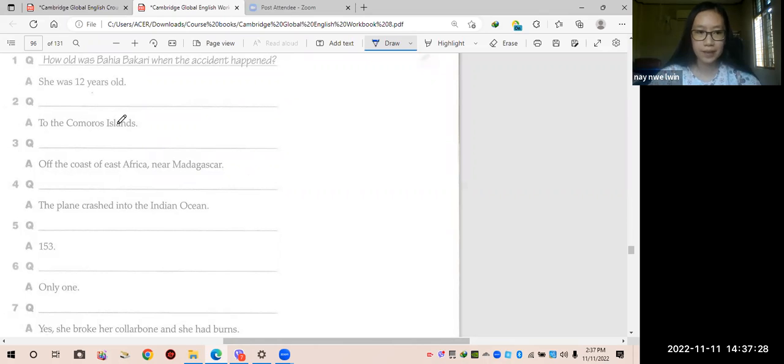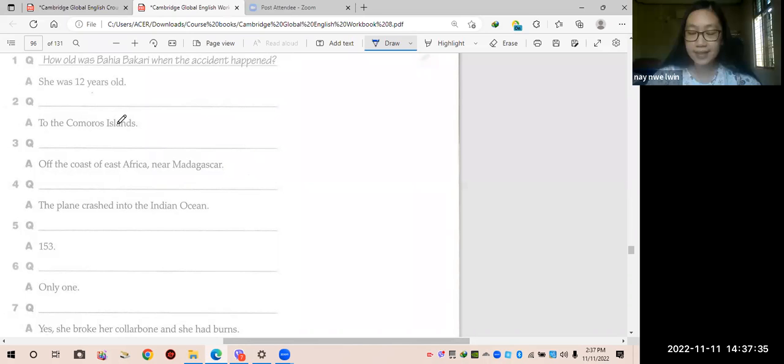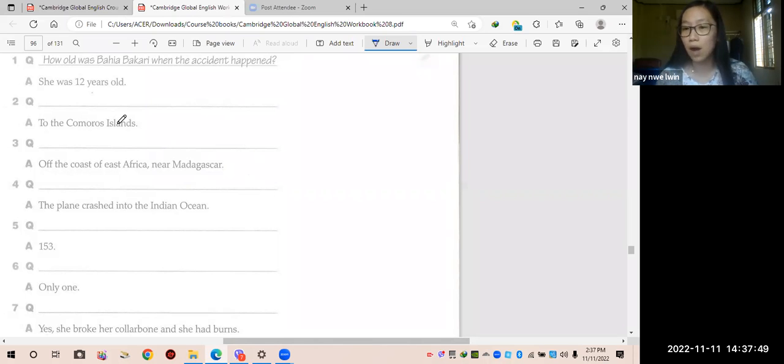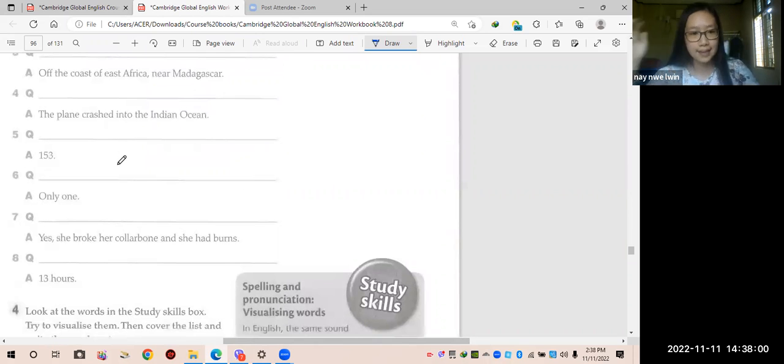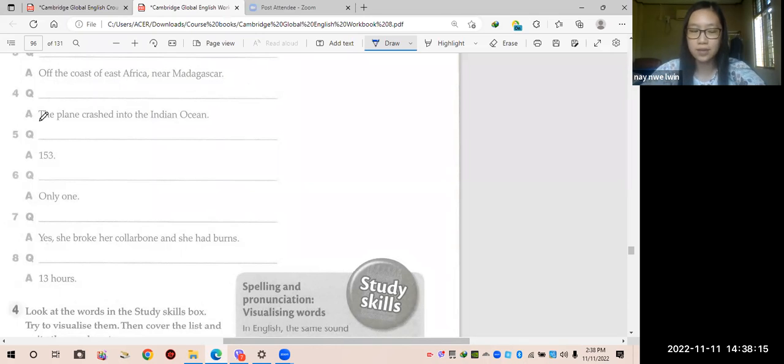So how about number 5? The answer is 153. How many passengers were on board? Yes, how many passengers were on board? So the answer is 153, right? And for number 6, the answer is only 1. How many survivors are there? Yes, how many survivors are there? So the answer is only 1, yes. And number 7 is, yes, she broke her collarbone and she had burns. So what will the question be? Did she get any injuries? Yes, did she get any injuries? Correct. So there is a yes or no question, yes or no answer, right? So it has to be a yes or no question.